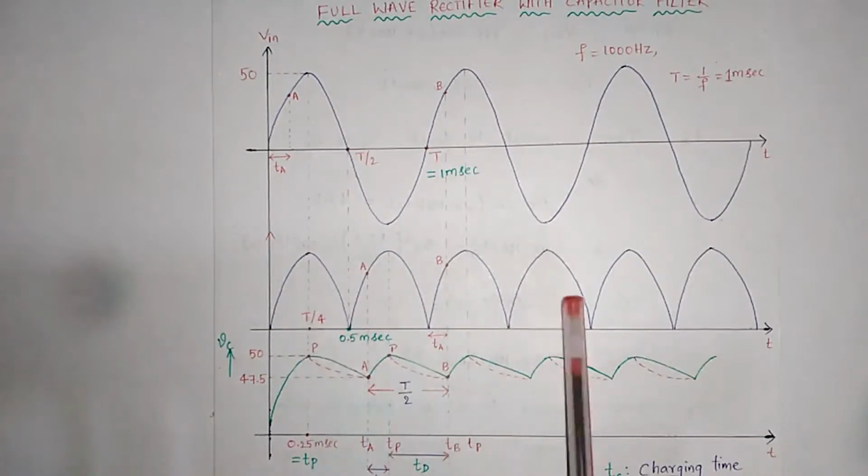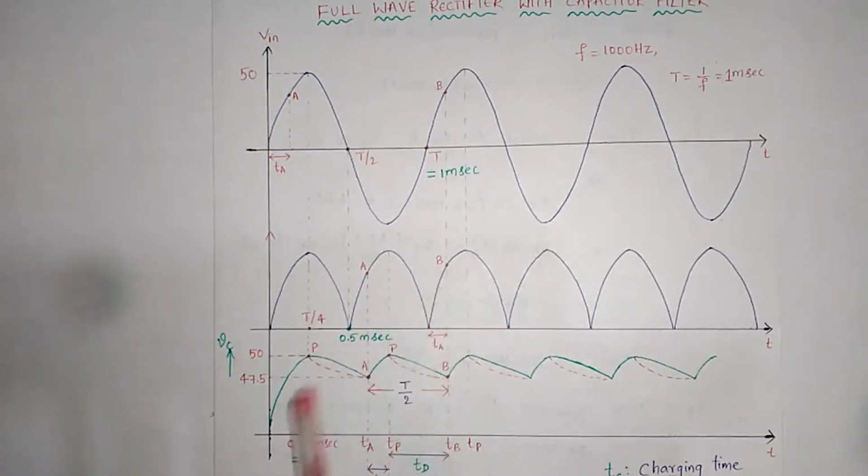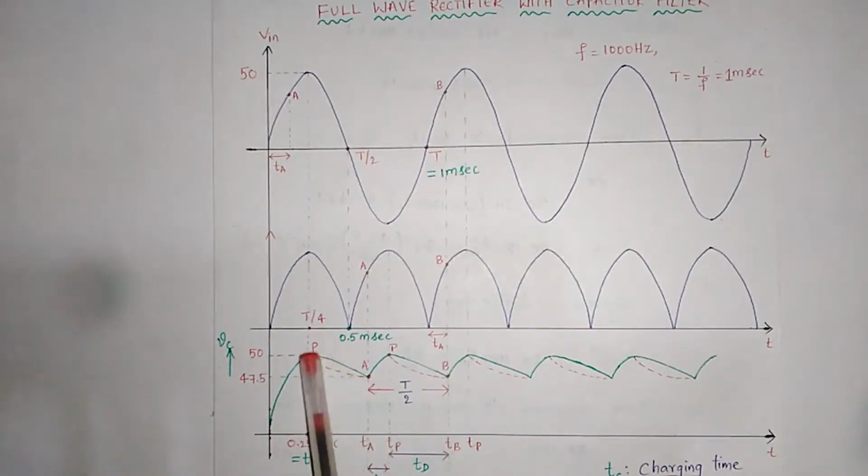This is the output of full wave rectifier without capacitor filter. And this is the output with capacitor filter, and it is also the voltage across capacitor. The red colored dotted lines is the actual response and green colored line is the approximate assumption made to simplify the analysis. But to answer the given question, we need to consider the actual response, and now let us see why the actual response is exponentially decreasing in nature.